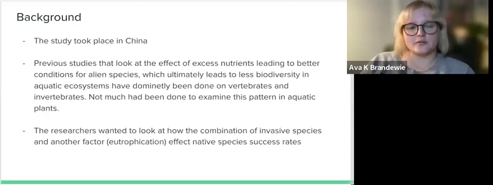So like I just mentioned, the study took place in China. The researchers were really curious because previous studies have looked at the effect of excess nutrients that lead to better conditions for alien species, which ultimately lead to less biodiversity in aquatic ecosystems, predominantly in vertebrates and invertebrates, and not much has been done to examine this same pattern in aquatic plants. The researchers wanted to look at how the combination of invasive species and other factors, specifically eutrophication, affect the success rate of the native species.